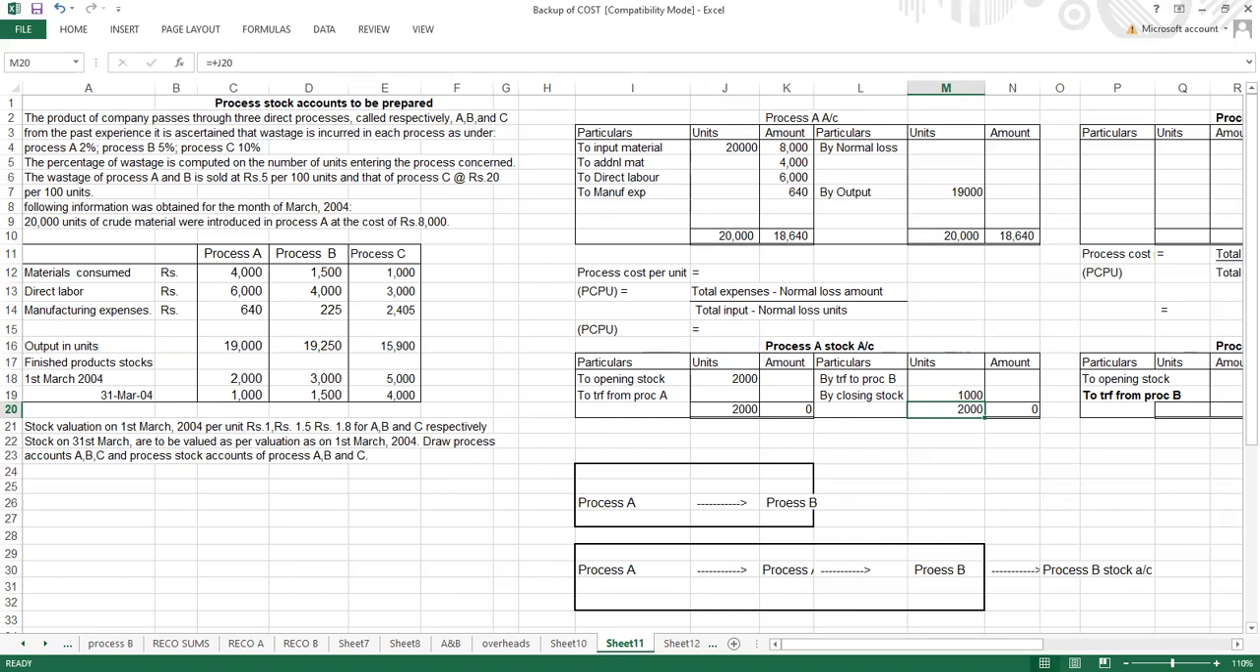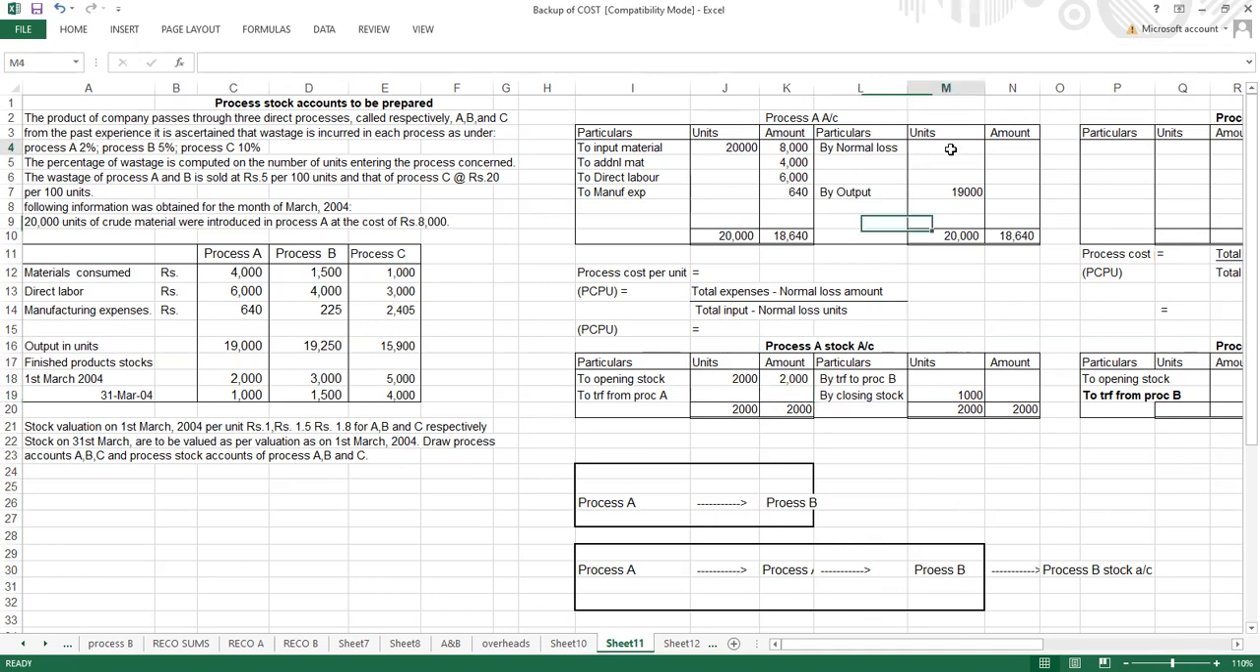Below that table, I'm providing information. Stock valuation on 1st March 2004, that is opening, rupees 1, rupees 1.5, rupees 1.8 for A, B, C respectively. So for opening stock of process A, the value is 1 rupee per unit. So amount will be 2000 opening. Clear? While recording for B, I'll take 1.5, and for C, 1.8. Clear? Opening value per unit was given, closing is not given. So I think we have covered everything that was provided.